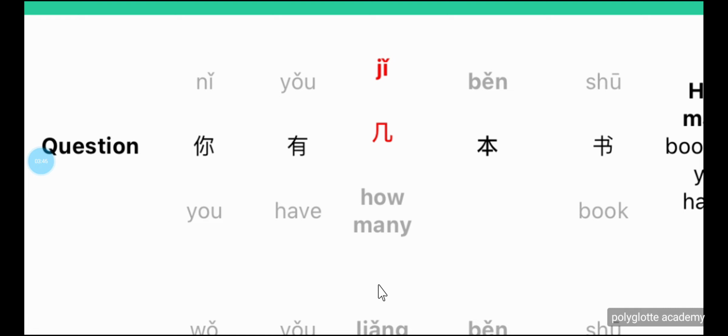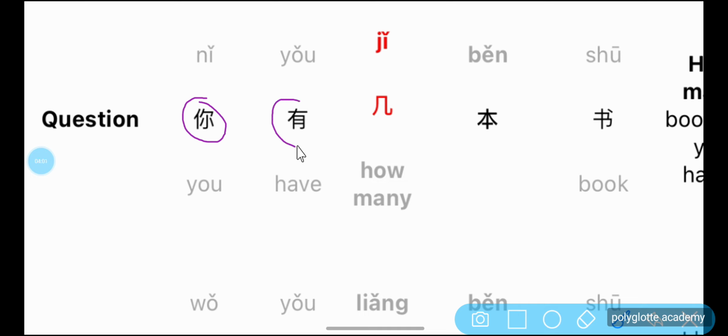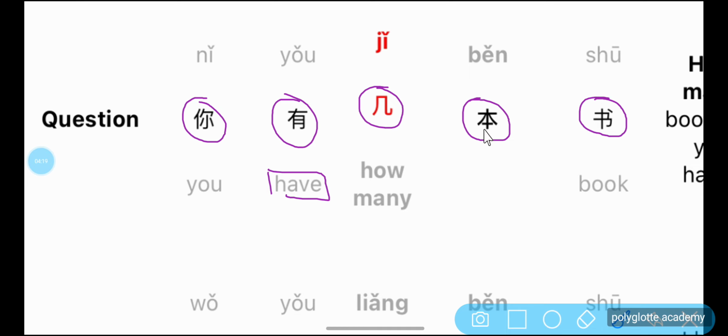In the next screen we have the question 你有几本书? How many books? So let's activate our pen. 你, this is you, and 有, which is the verb to have. Now 几 in the middle here indicates how many. Now 本, we've seen this character. 本 here is a measure word for books, and then here we have 书, book. 本 is a measure word for books.